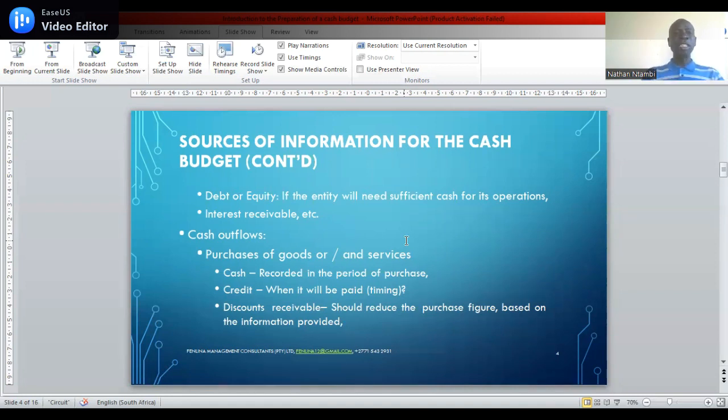Cash outflows is recorded in the period of purchase. Credit purchases will be paid depending on the timing.